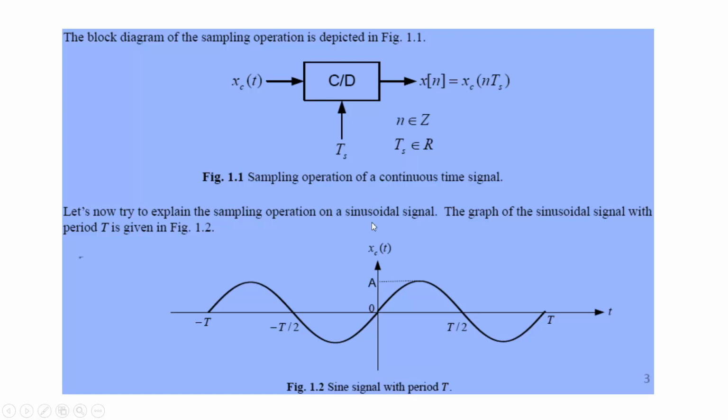Now let us consider the operation of sampling using this sinusoidal signal, where the time period of the sinusoidal signal is capital T. T by 2 is the half period of the sine wave.